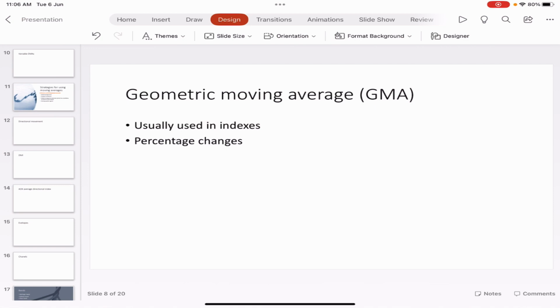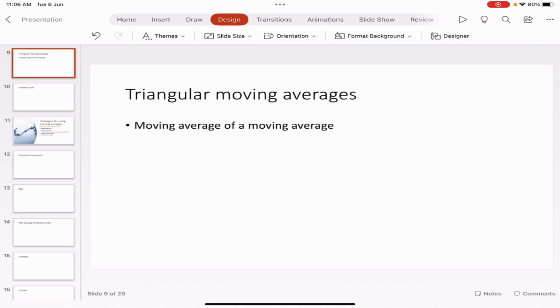That's about it about our GMA. This is all you need to remember in GMA. Okay, now we come to triangular moving averages.